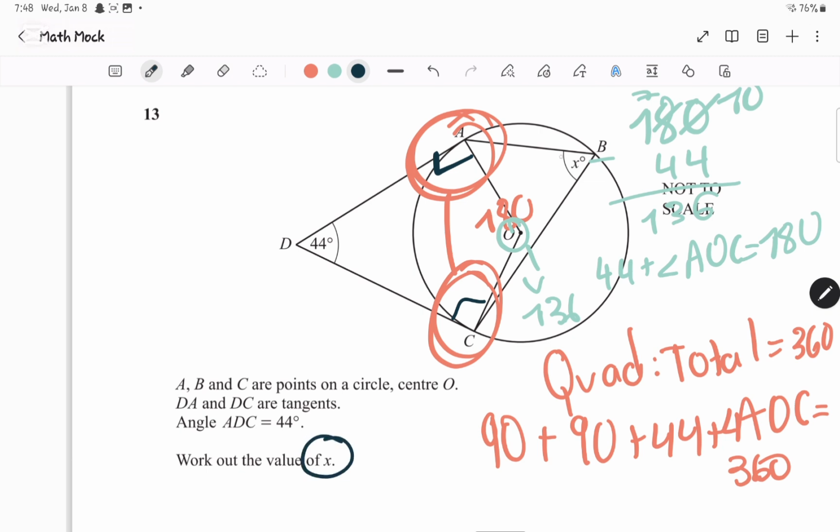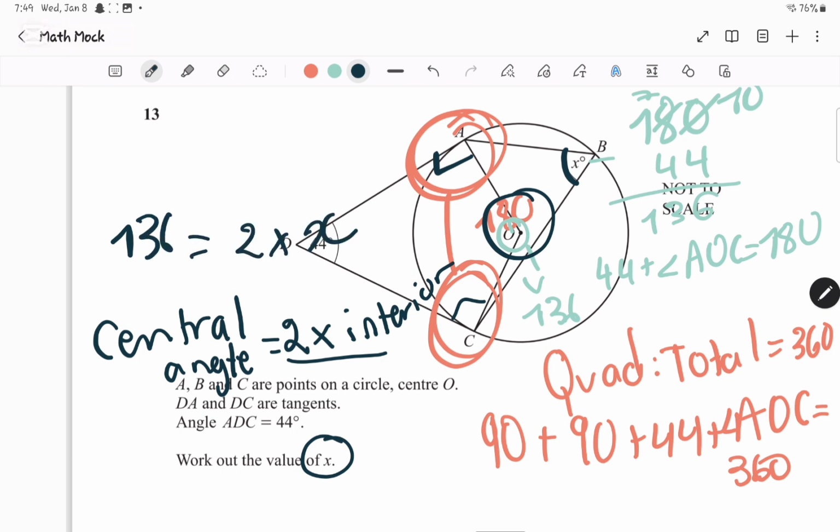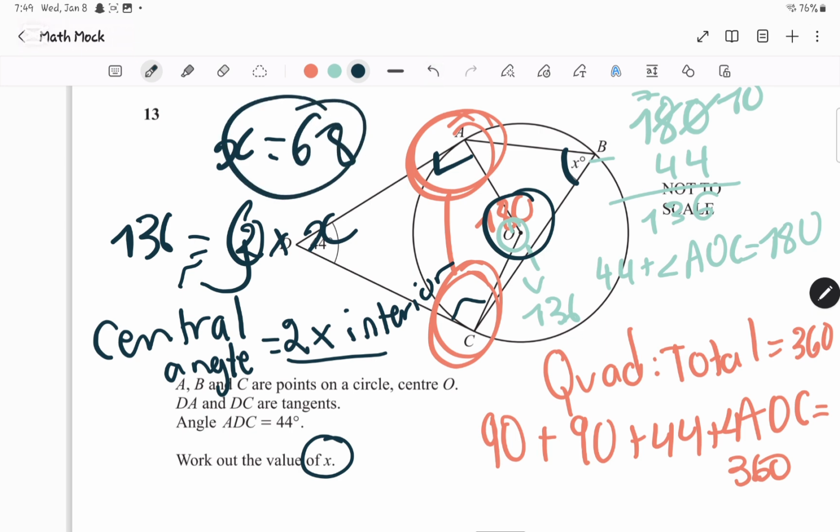So the value of x, if you notice, is an inscribed angle. And we found the measure of a central angle. There's a relation between them: the central angle is equal to 2 times the inscribed angle. So if 136 is our central angle, it's equal to 2 times x. Move it to the other side, that means x is equal to 68. So just like that, we found the value of x.